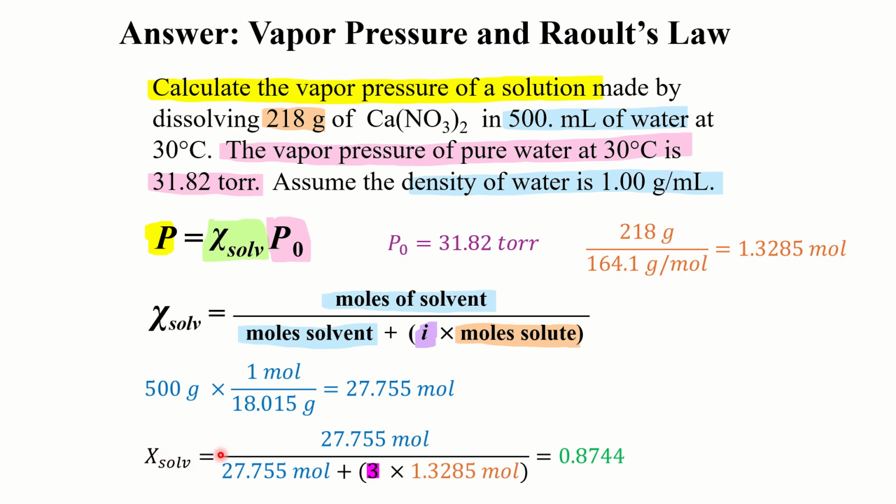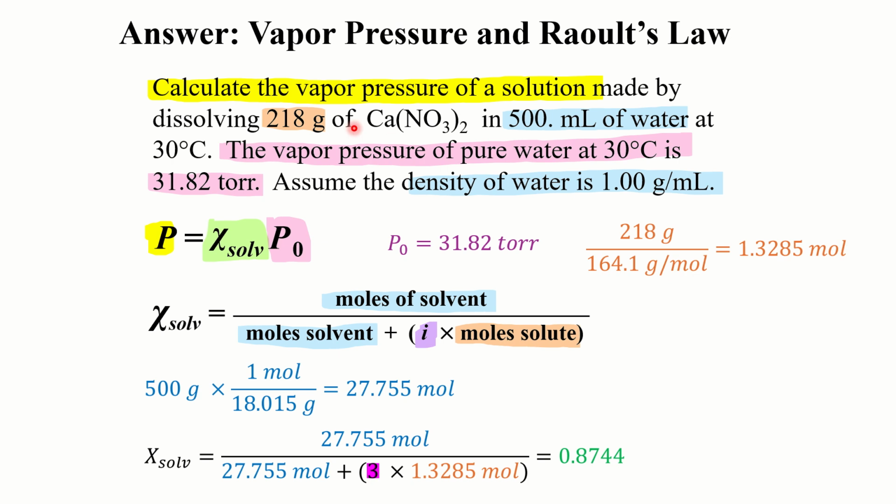X solvent equals moles of solvent, so that's the 27.755 moles up top, divided by moles solvent, so this value goes here on the bottom again, plus i times moles solute. Remember, when you're calculating this mole fraction, you need to account for the van 't Hoff factor i with the moles of the solute. So we found that there's 1.3285 moles solute, but we also need to analyze what our van 't Hoff factor is.